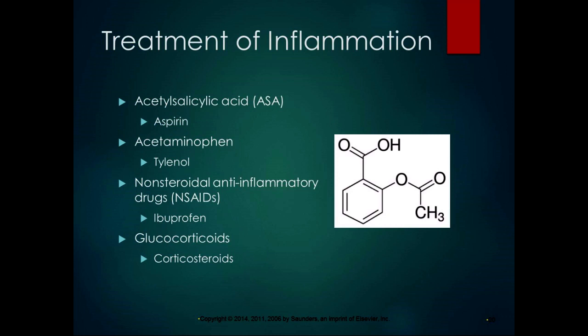So if someone gets a cortisone shot for their arthritic joint, that is treatment by corticosteroids. A lot of times when people are having an acute exacerbation of MS, which is an inflammatory response, they will get IV glucocorticoids to deal with the acute inflammation.